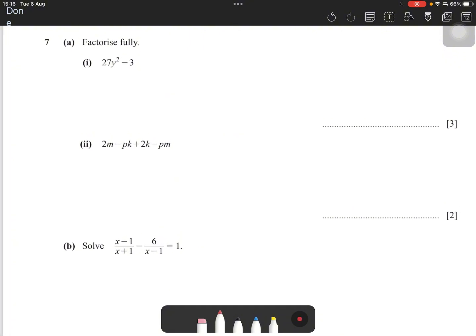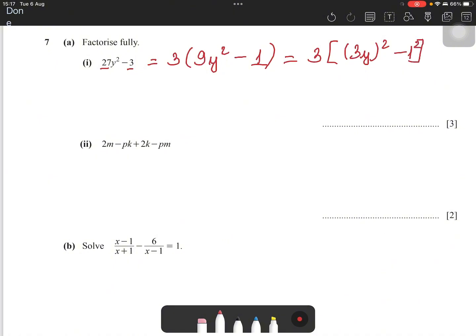Question 7. Factorize fully. The first one, the common factor of 27 and 3 is 3. So we have 27 divided by 3 equals 9y squared, minus 3 divided by 3 is 1. And we also see that 9y squared means (3y) squared, minus 1, and 1 means 1 squared. So now it has the form a squared minus b squared. So it is 3 multiplied by (3y minus 1) and (3y plus 1). This is the final answer.